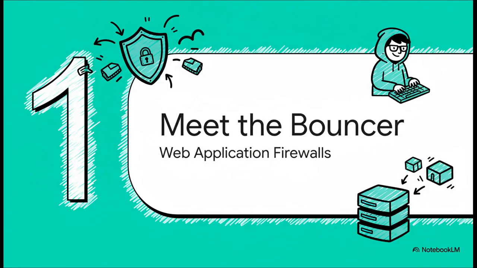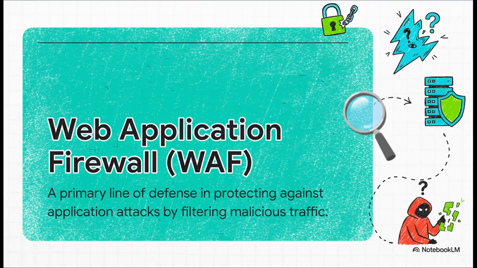All right, so before we can figure out how to get past the guard, we first need to understand what it is and what it even does. In the world of web security, this digital guard is called a WAF. A WAF, which stands for Web Application Firewall, is a security system that basically stands between you and the website. Its whole purpose is to analyze all the incoming traffic and filter out anything that looks malicious, like, say, the code used in a cross-site scripting or XSS attack.